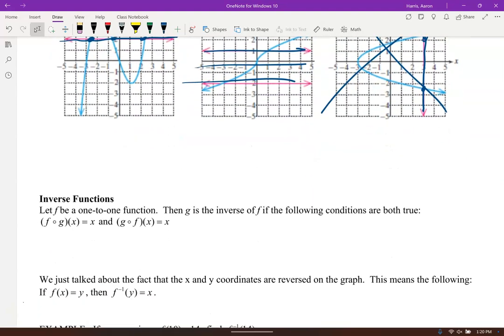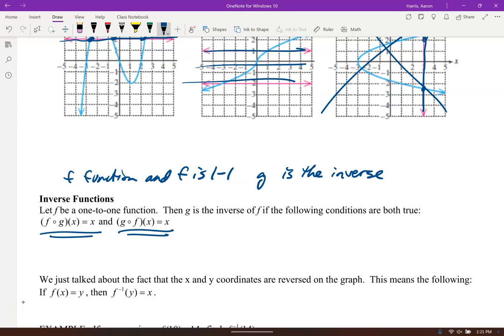Now, inverse functions. If f is a function, and f is one-to-one, then it has an inverse, and we'll call it g. G is the inverse of f. Well, if it's an inverse, then this will be true. It'll satisfy both of those conditions. Their composite, f of g of x, will be equal to x, and g of f of x will also be equal to x. Okay?